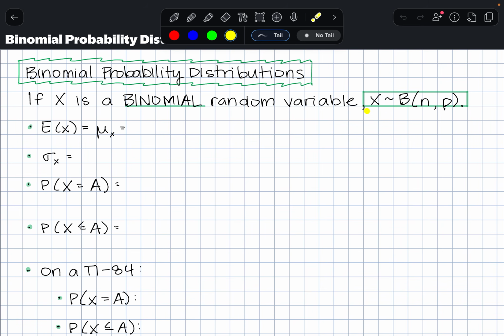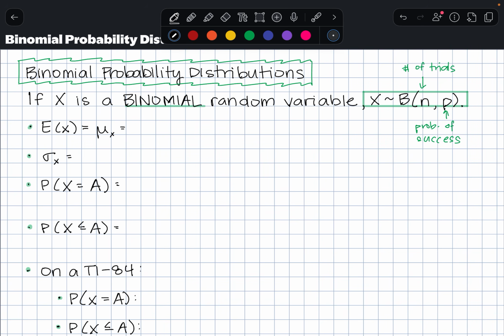And we would write it this way, x tilde B, and in parentheses, we put the details of the binomial distribution. And you'll notice there are two variables there, n and p. N is the number of trials, and p is the probability of success. So we need those two pieces of information to know what a binomial distribution looks like.